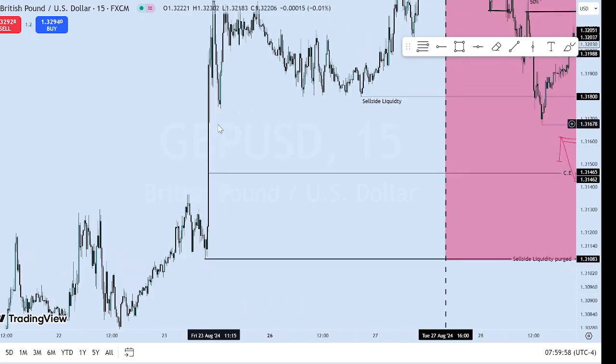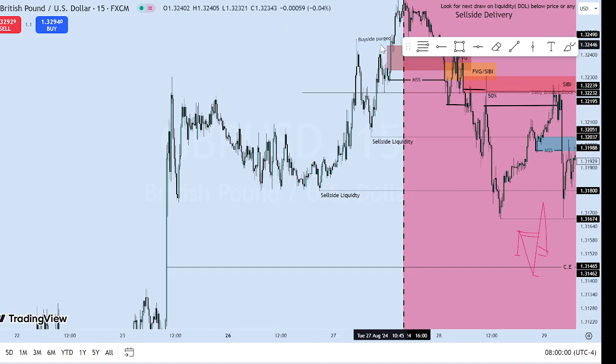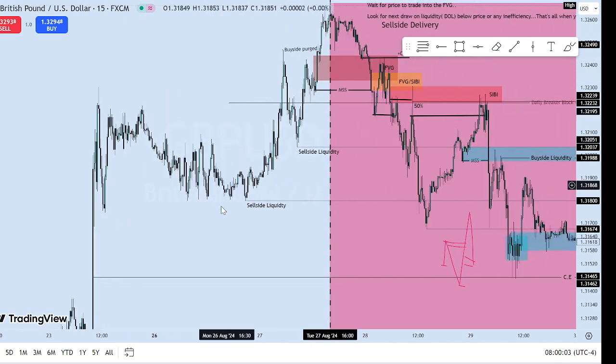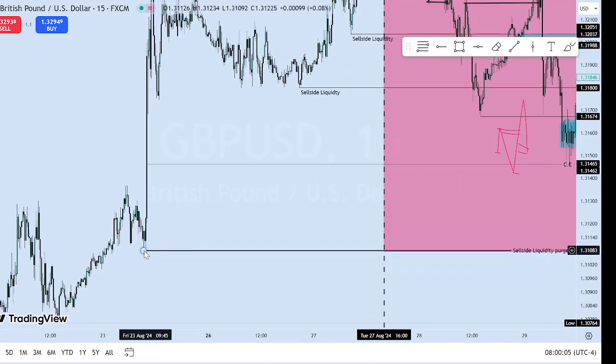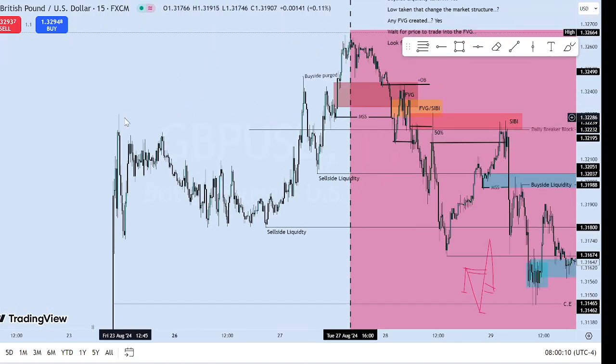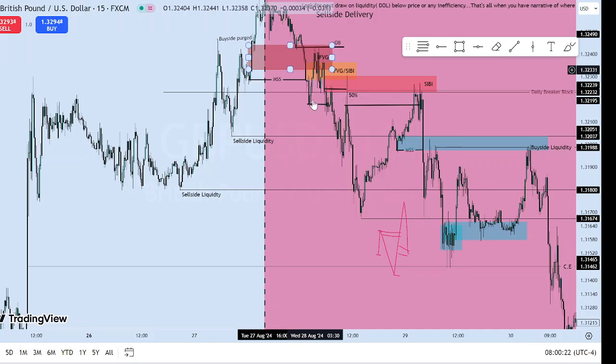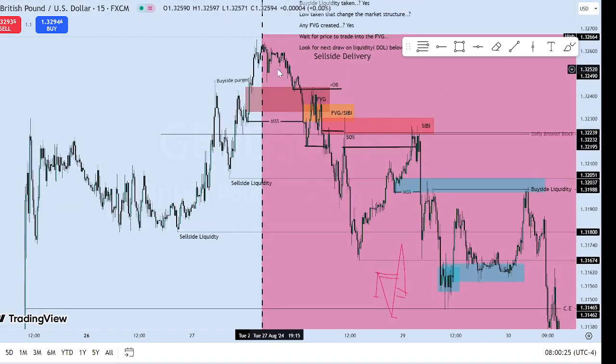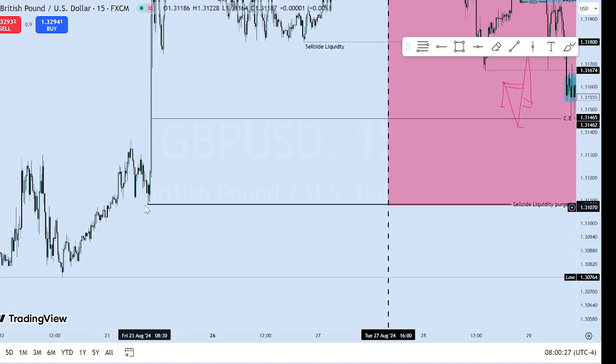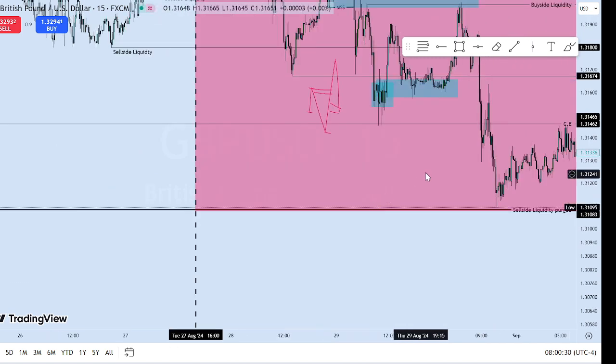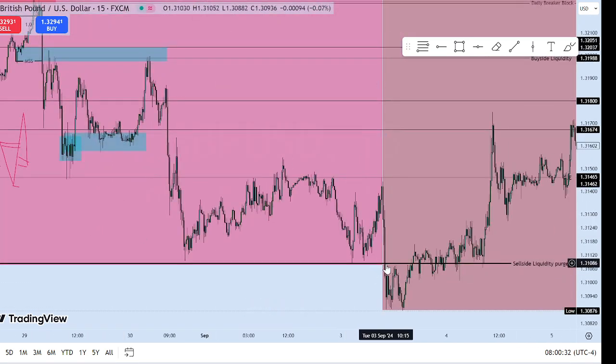The low that created this whole movement, the low of it is here. We took out the high here, then went up again to take this high created. So coming down, that is selling. The algo seeks the liquidity resting below. So here we took out the low. This is where we took out the low.